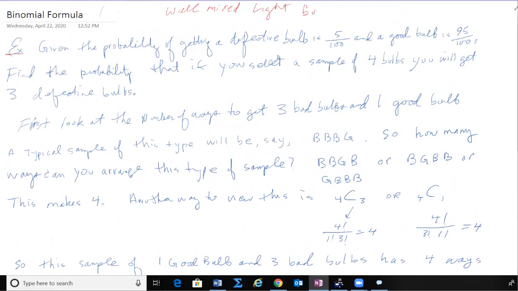So in this factory, there are boxes and boxes and boxes of these things. And your job is to check the quality of the bulb. So you pull out a random sample of 4 bulbs, okay? And the engineers have told you that the probability that there's a bad bulb is 5 in 100. And that means that the probability of a good bulb is 95 out of 100.